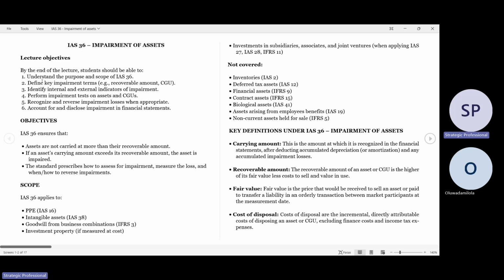you should be able to understand the purpose and scope of IAS 36. You should also be able to familiarize yourself with the key impairment terms. You should also be able to identify internal and external indicators of impairment, perform impairment tests on assets and cash generating units. You should also be able to recognize and reverse impairment losses when appropriate. Then you should also be able to account for and disclose impairment in the financial statement.